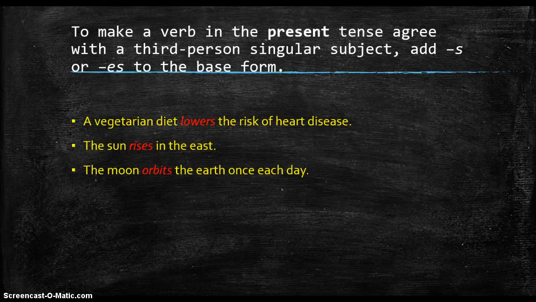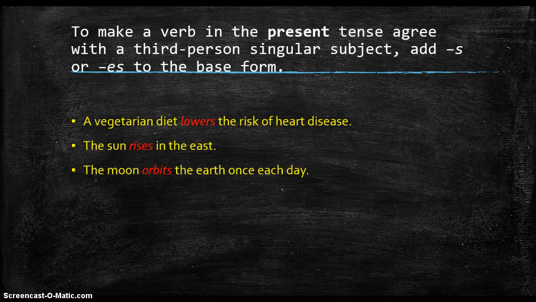To make a verb in the present tense agree with a third person singular subject, add -s or -es to the base form. Let's look at some examples. A vegetarian diet lowers the risk of heart disease. We use the base form of the verb lower, add an s, and that works as a verb that goes with our singular subject, diet.